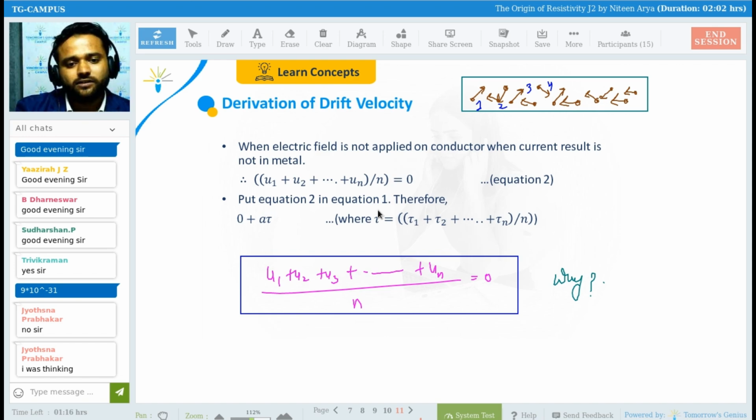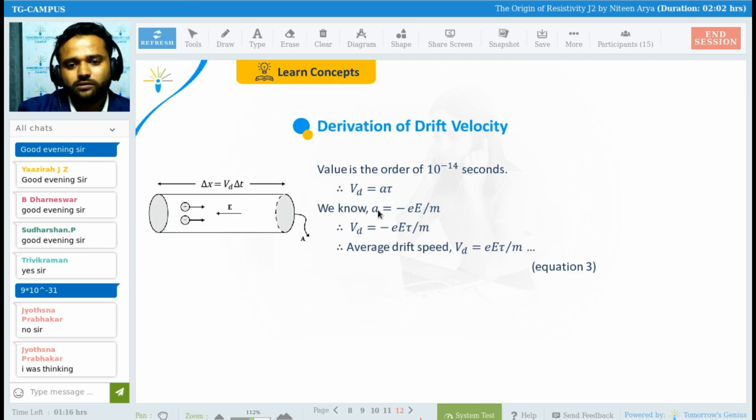Got it? So putting equation number 2 into equation number 1. Equation number 1 is this, Vd equals dot dot dot and summation and so on. So Vd equals A tau in simple form, where A equals minus eE by m, and the value is of the order of 10 to the power minus 4. This is a misprint, because we are finding velocity, so that is minus 4 meter per second.